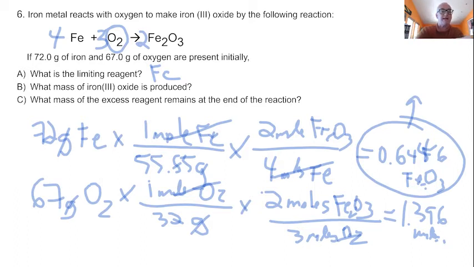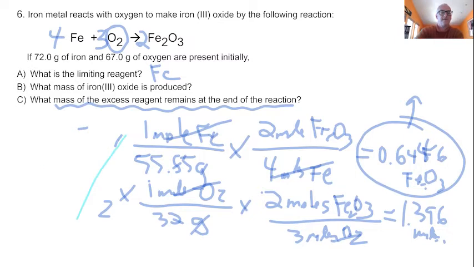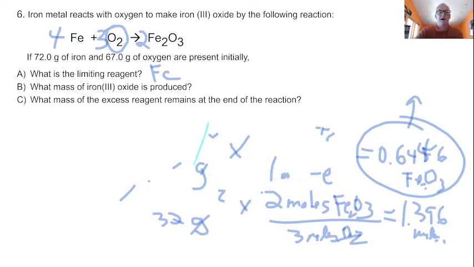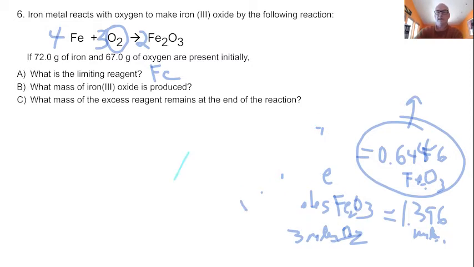The tricky part is what mass of the excess reagent remains at the end. So that's actually not that difficult a thing. All you need is this number. Let me just clear that out. To figure this out, all I need is the moles of product, and I need to figure out which one is not the limiting reagent.